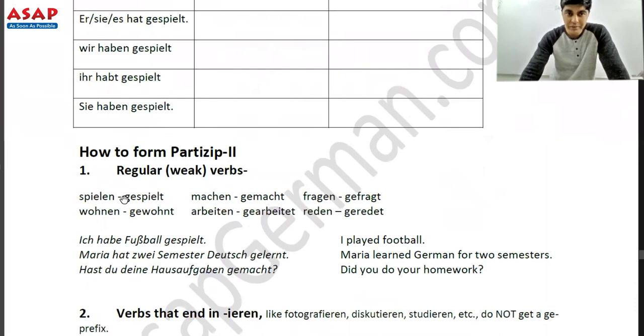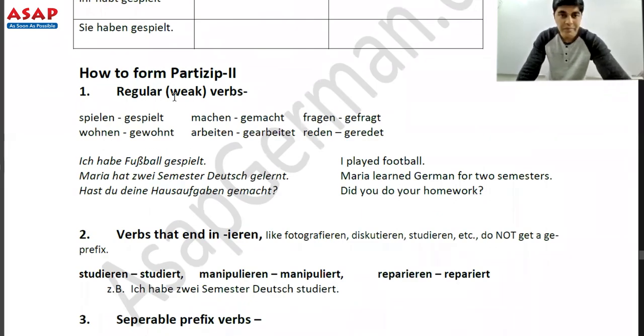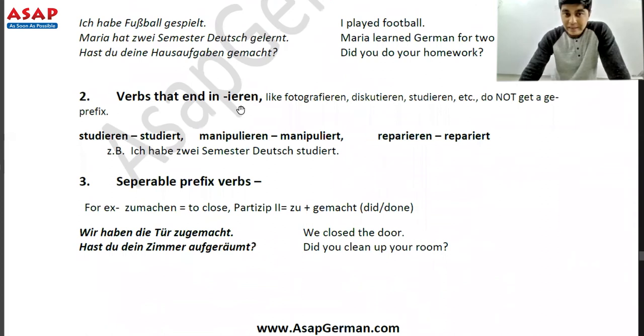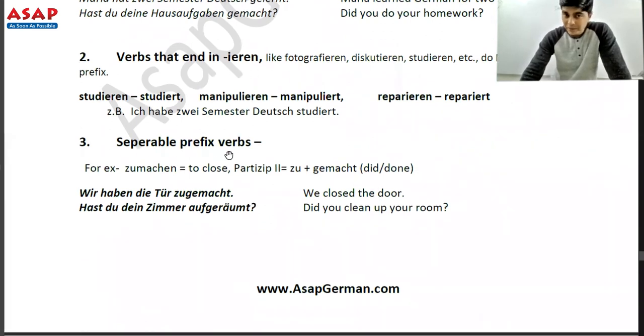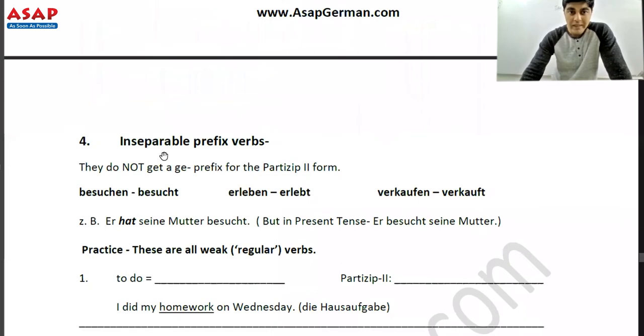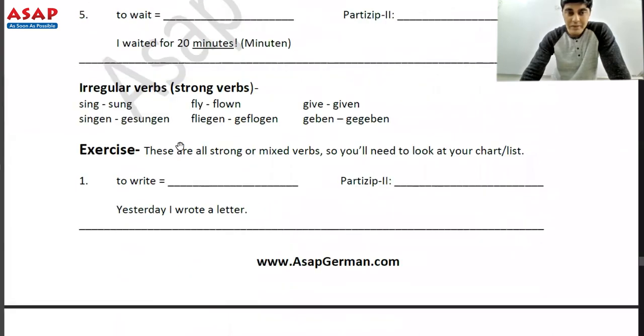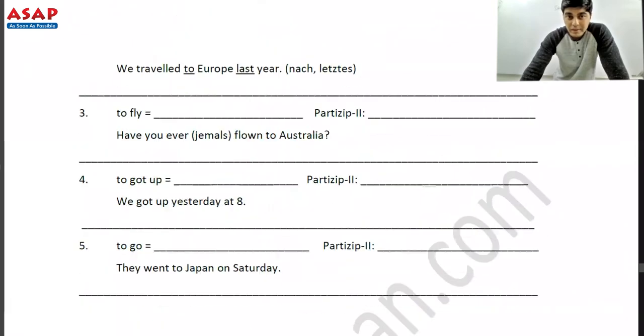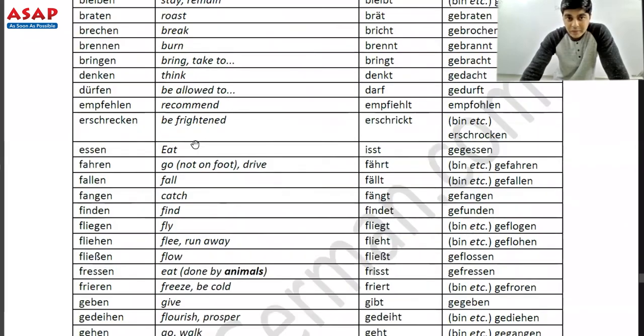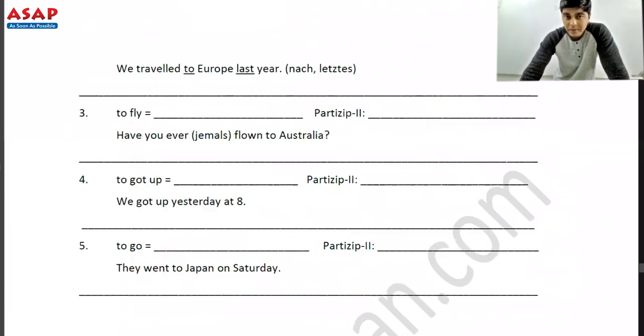How is the structure? Then we have seen these regular verbs. Then verbs that end in -ieren. Separable prefix verb or trennbar verb and inseparable prefix verb. And then we had these five examples, and then we saw irregular verbs. Irregular verbs are also called strong verbs. Sing, sung, singen, gesungen, fly, flown, fliegen, geflogen, give, given, geben, gegeben. And you had to use this list, right? To find out your irregular verb Partizip zwei.